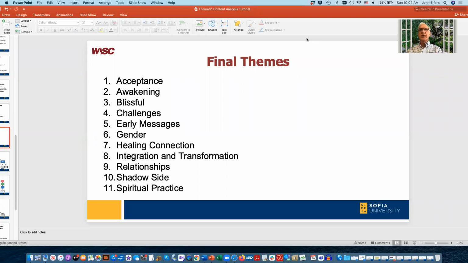So now on this slide, you will see the 11 themes that emerged out of all of my interviews. And you can see the process I went through. Doing each one individually, identifying meaning units, coding, all that, all the way working up, then bringing all the data together, comparing themes across all participants. And this is what was common to all of them. And I named them acceptance, awakening, blissful, challenges. I mean, you can read them. So this was kind of the sum total of the themes.